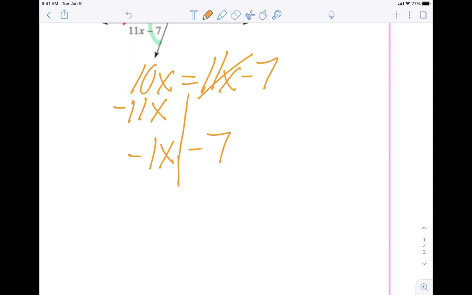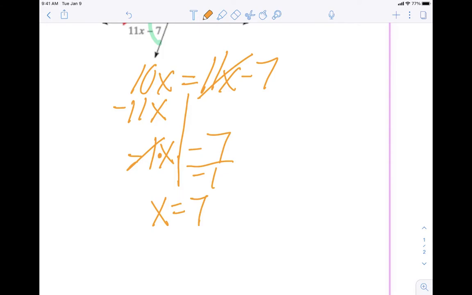So I remember that negative 1x means negative 1 times x. So the opposite of multiplying by negative 1 is dividing by negative 1. So I get x is equal to... Negative divided by a negative is a positive. 7 divided by 1 is 7. Okay?